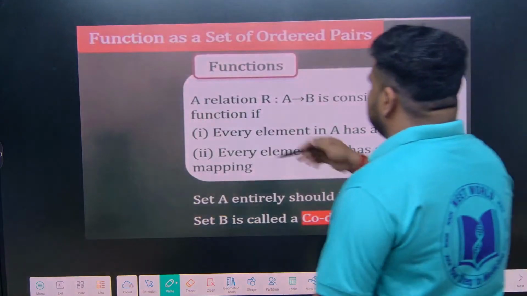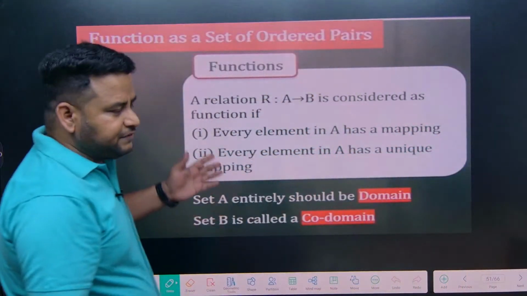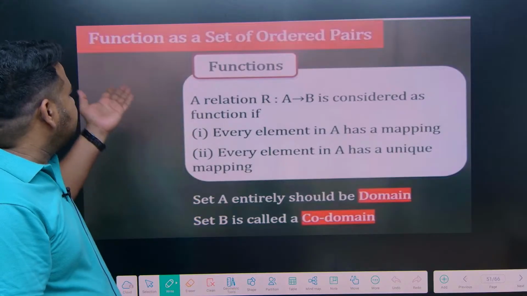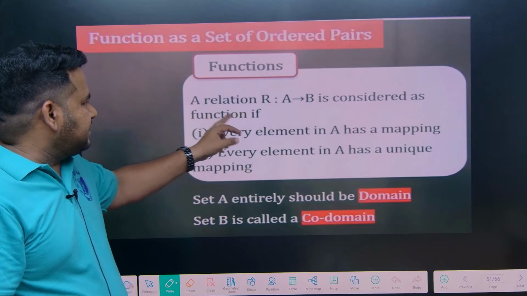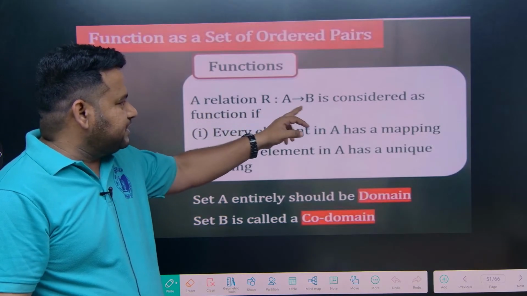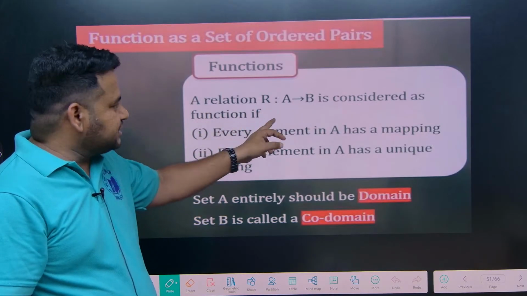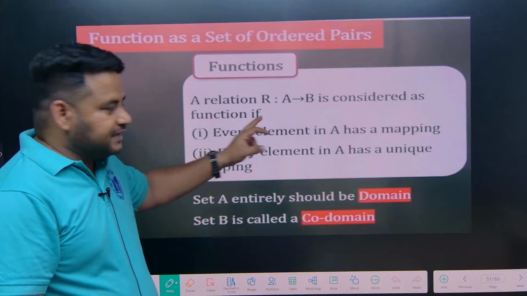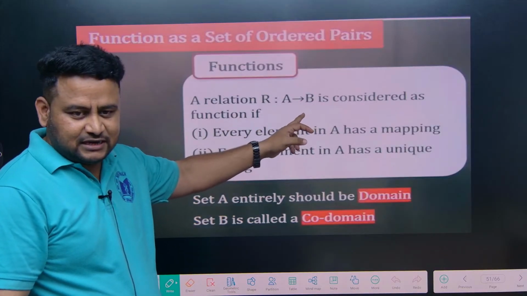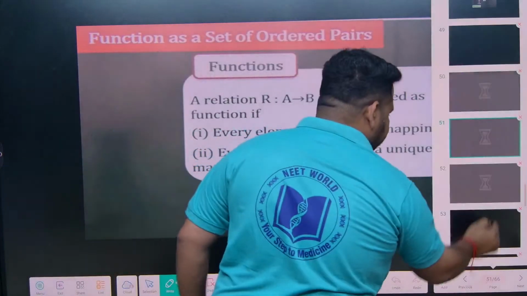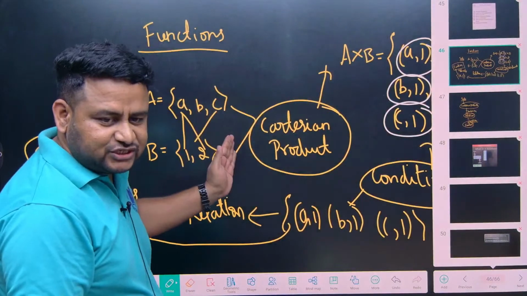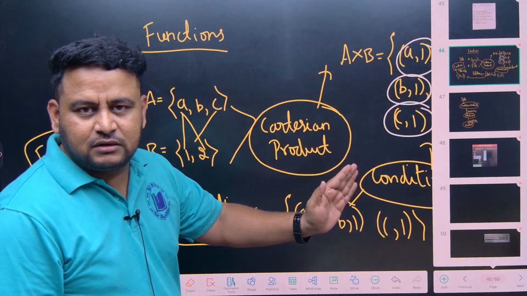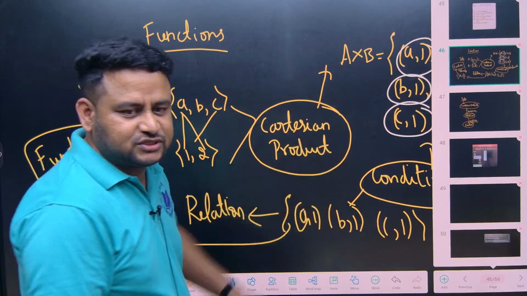So see here, that is what I told you previously. The same thing is given here. What they are telling? A function is a set of ordered pairs. A relation from A to B is considered a function. A is one set, B is one set. From sets you will get a relation. From relation you will get functions. That is what I told you.